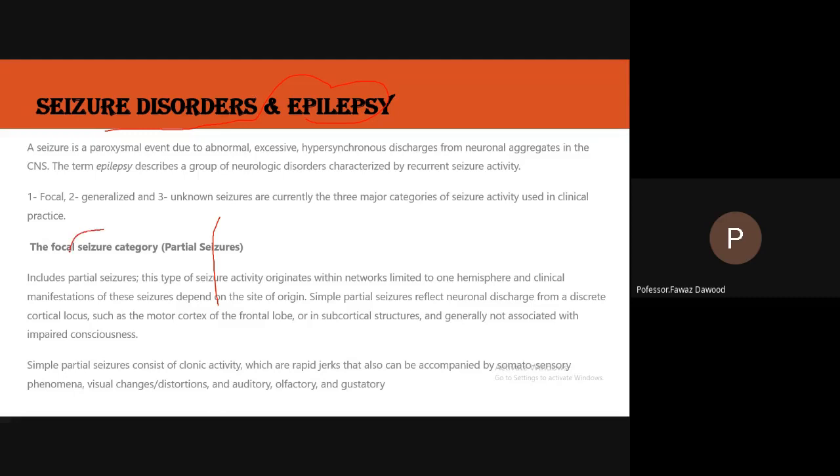Sometimes there will be a focal seizures category, partial seizures, within the network, and this network is limited to one hemisphere. Clinical manifestation depends on which area or which site of the brain is going to be affected. Sometimes the frontal, sometimes the cortical, even the motor. So whichever area of the brain is affected, the symptoms are going to be initiated. And sometimes it may be associated with repetitive movement.